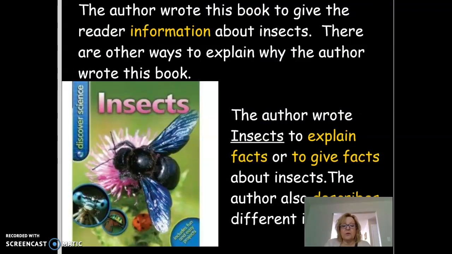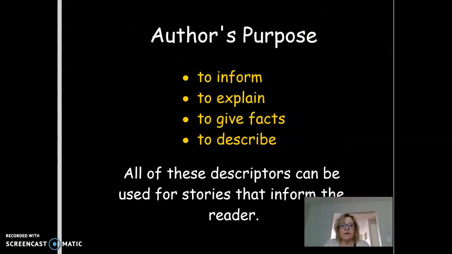So the author wrote this book to give information about insects. The author might explain facts or give facts about the insects or describe them. So the author's purpose could be to inform, to explain, to give facts, to describe. These are all when an author writing is to inform the reader.